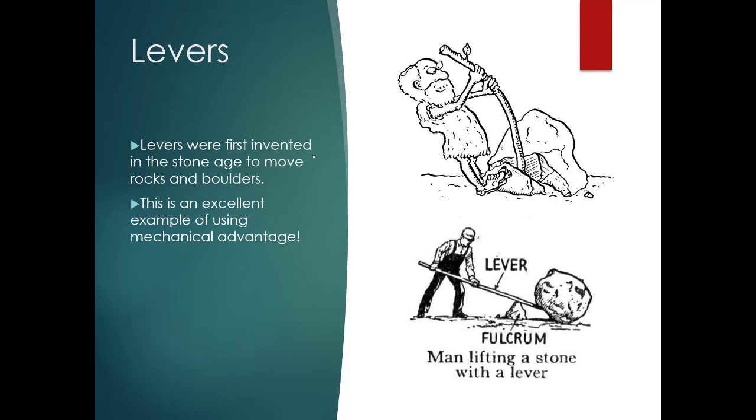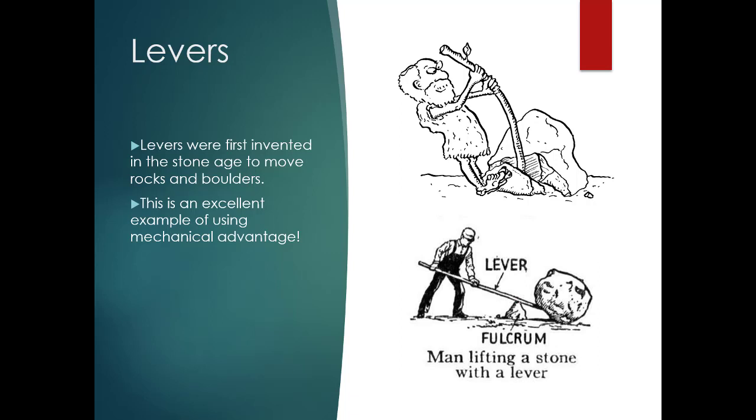Levers were first invented in the Stone Age, so thousands of years ago, as a way of moving rocks and boulders. And people discovered through trial and error that if you have a pivot point, you have a long piece of wood at one end and a short piece of wood at the other end, a person who's relatively strong but not very strong can move something that's many times their weight. And this is the first example of mechanical advantage.